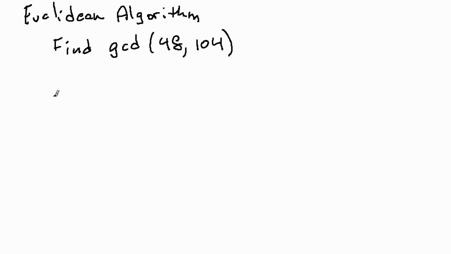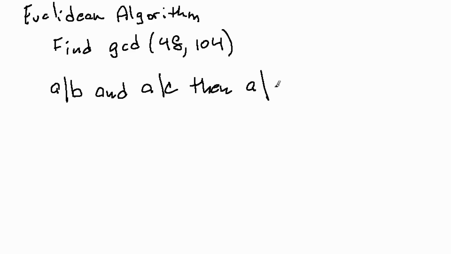namely that if A divides B and A divides C, then A divides B minus C. Okay, and if you don't remember that, then it would be a nice exercise for you right now to go ahead and prove this. Incidentally, it would also be the case that A would divide B plus C. But the reason why I bring that up is that it is really the key to the Euclidean algorithm.